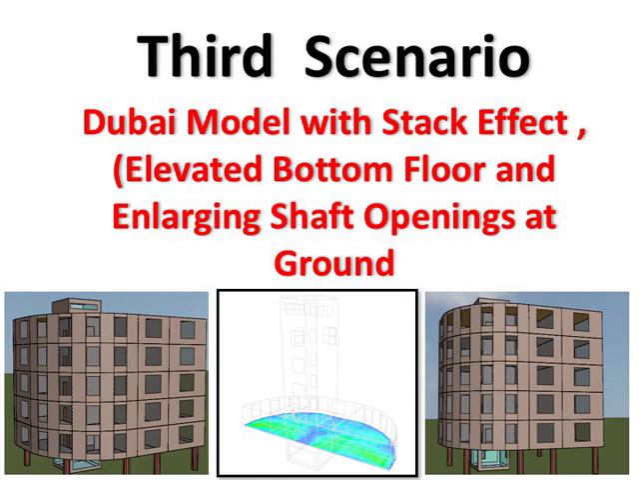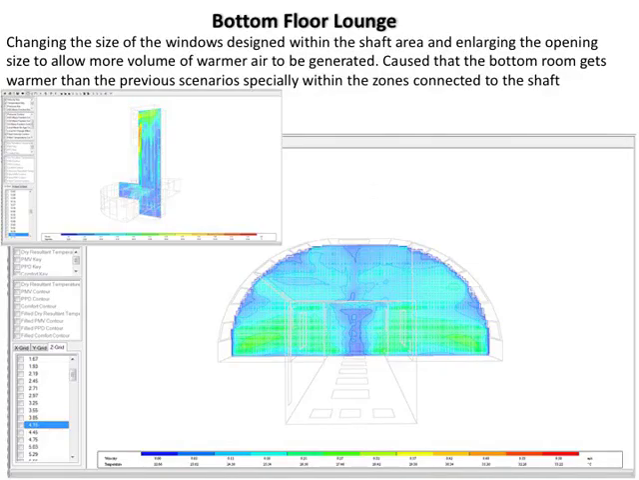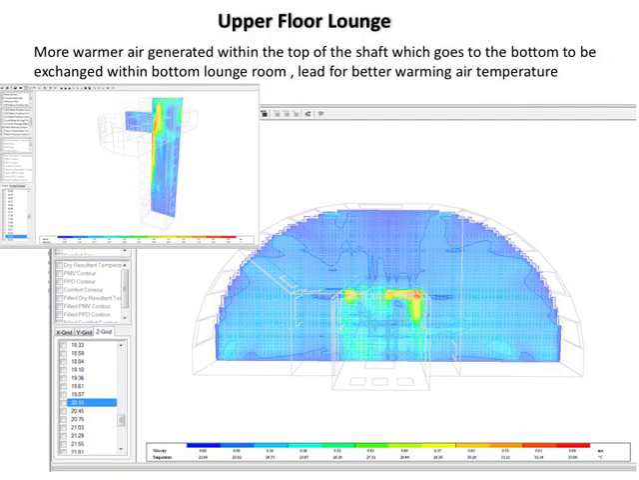Third scenario, Dubai model with stack effect, elevated bottom floor, and enlarged shaft openings at the ground. Changing the size of windows designed within the shaft area and enlarging the opening size allows more volume of warmer air to be generated, which caused the bottom room to get warmer than in the previous scenarios, especially within the zones connected to the shaft. For the upper floor, more warm air is generated at the top of the shaft, which goes to the bottom to be exchanged within the bottom lounge room, leading to better warming of the air temperature.